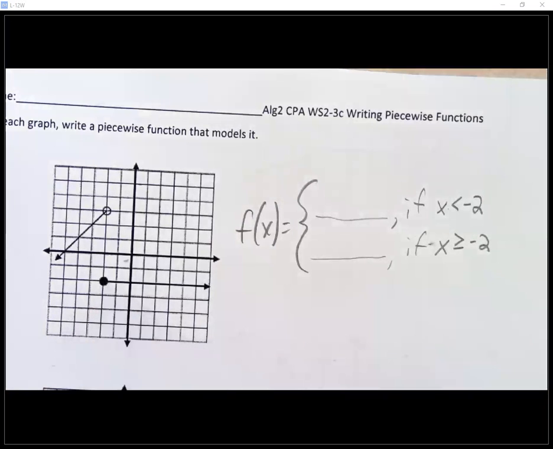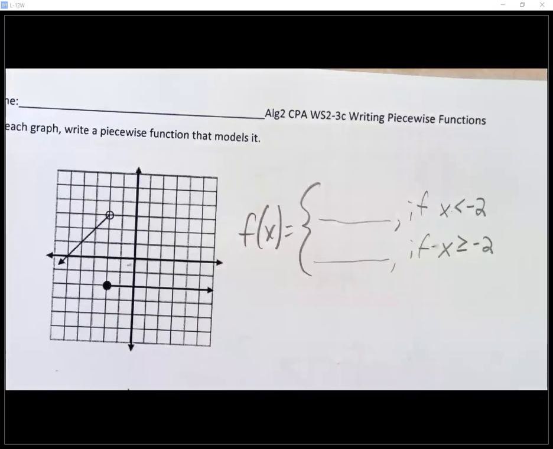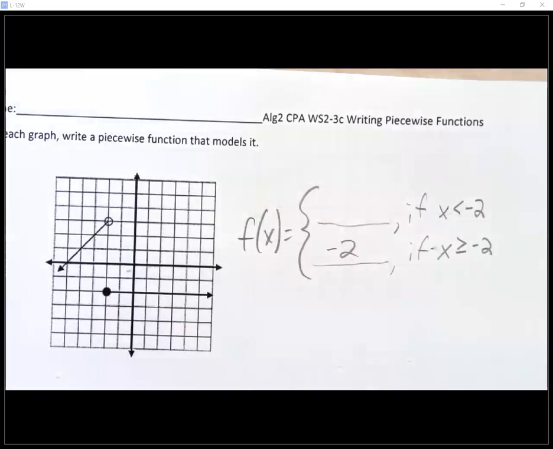So now all I have to do is figure out what the equation of those two lines is. This one I know right away. What's the equation of this one? -2, right? It's just y equals -2. So this one I literally just put a -2 right there. This one's a little bit trickier, but it's not that bad.